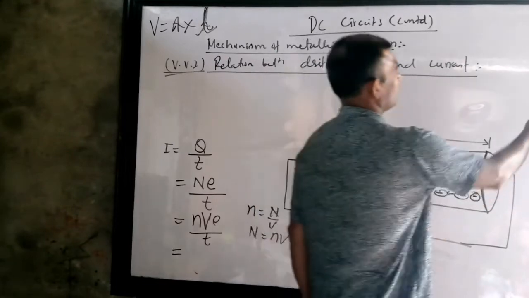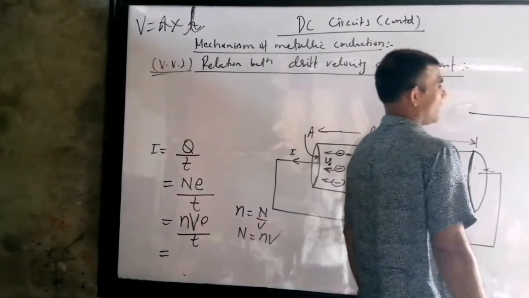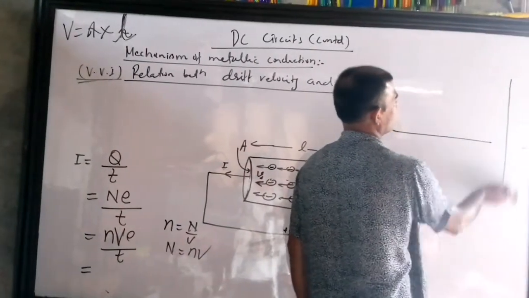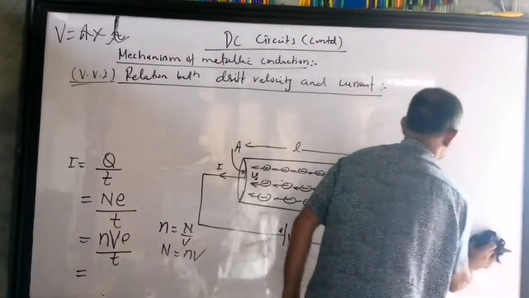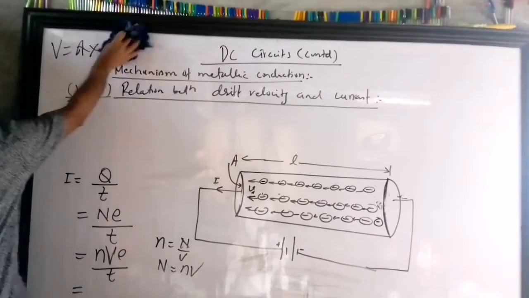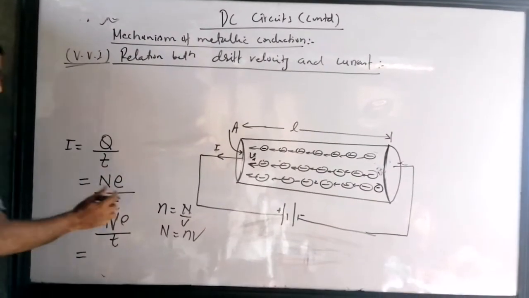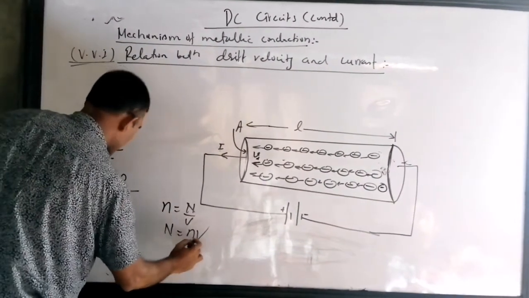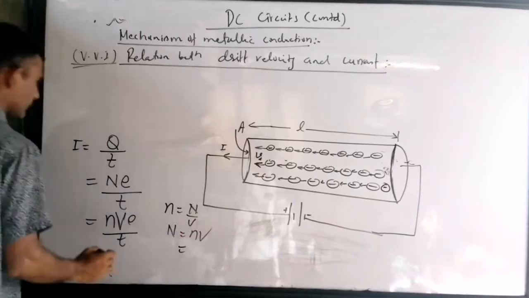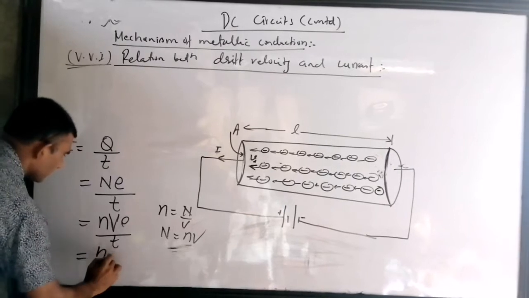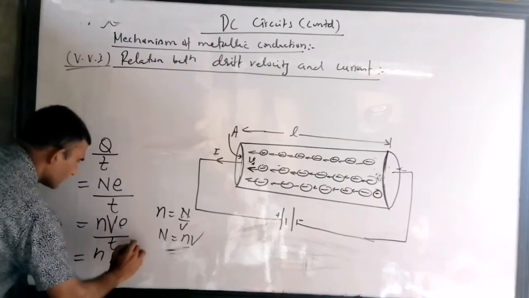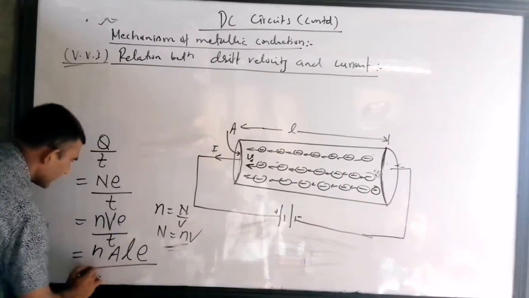Height and length are not quite different things. If this rod is kept like this, you call this length, and if I put it vertically, then call this height. Now volume is known to me, and so I can write this. We have already written here: n is n, v is area of cross section into length, and this is e, and here is t.